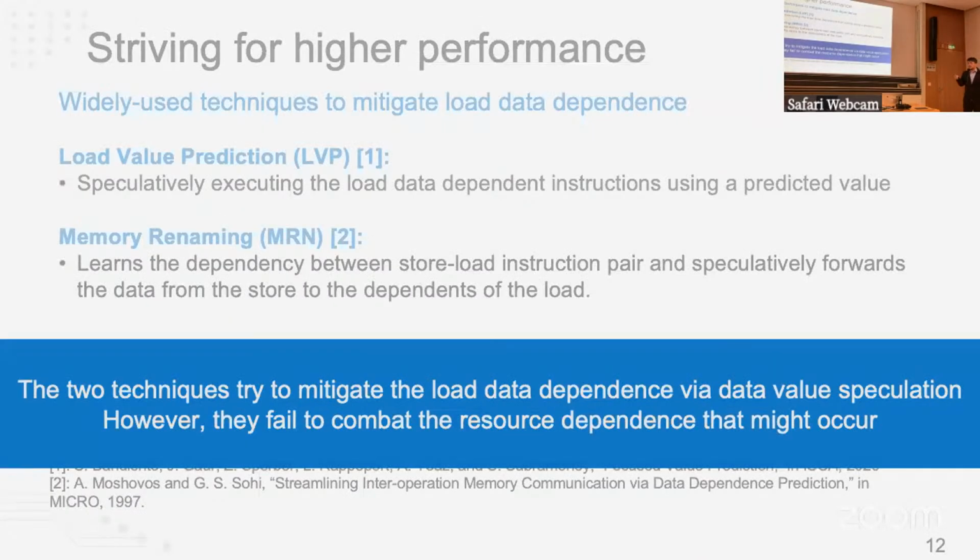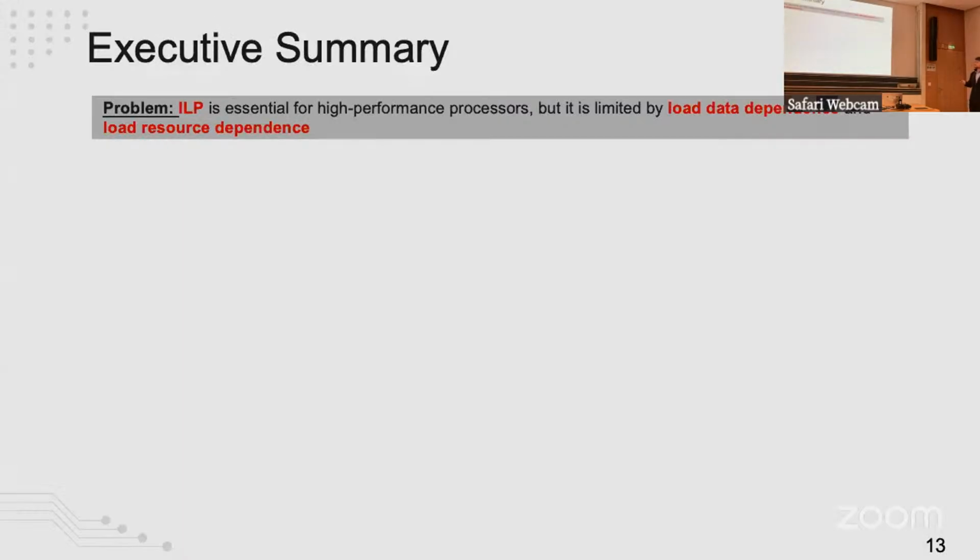However, these two techniques try to mitigate the load data dependency via address speculation, requiring the need to execute the instruction to verify the correctness of the speculation. This leads to those instructions failing to mitigate the resource dependence that might occur in our system.